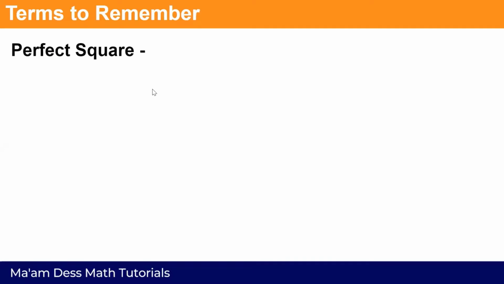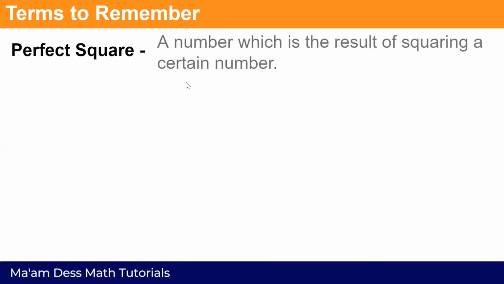Start tayo sa perfect square. Ano po ba ang perfect square? A number which is the result of squaring a certain number. Pag sinabi pong nating squaring a certain number, ito yung mga number na mamultiply natin sa kanyang sarili. At ang sagot po doon ay laging perfect square.